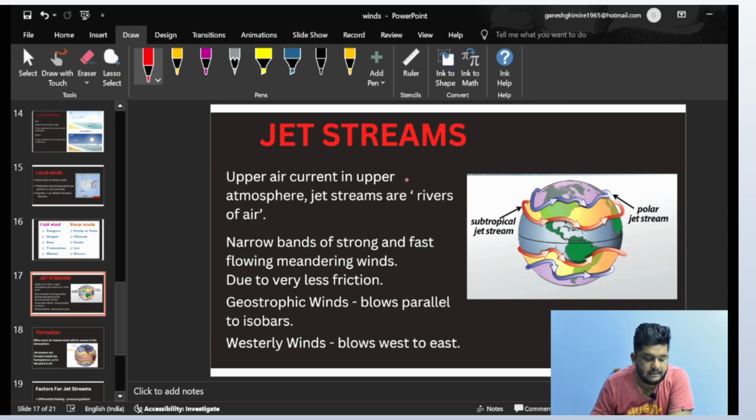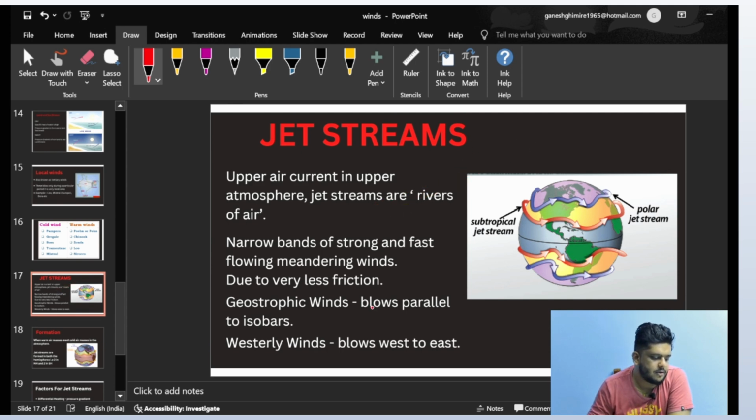They do not occur in a very large area. They're very narrow and very fast, and they're called meandering also. What is the meaning of the word meandering? If you see the flow of rivers, rivers flow like this, like this, like this. This is called meandering. Even the jet stream flows meanderingly, due to very, very little friction. And why? Because the friction is very much less, as there is very little presence of atmosphere.